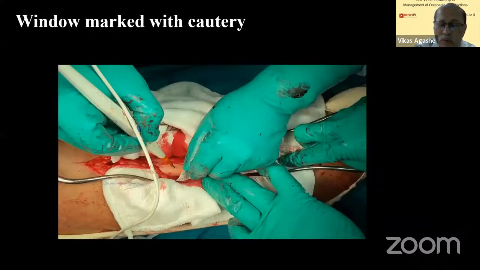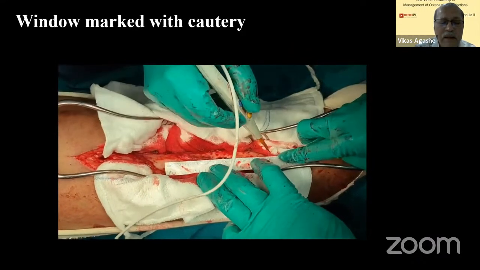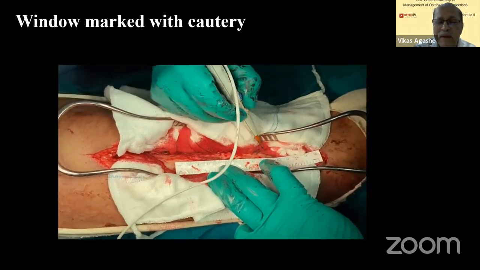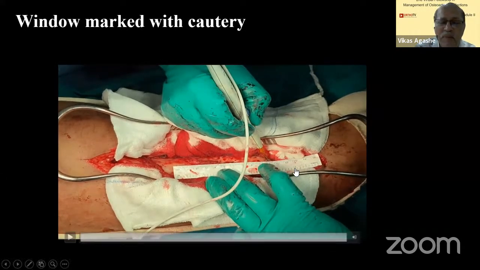So you need to mark the window. Mark the window. Sometimes, especially with some blood, the cautery doesn't work, but that's the marking of the window.